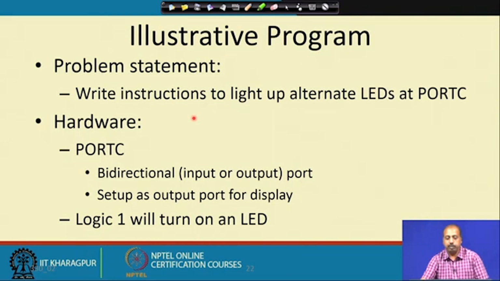We will try to see one very simple program. We will write a few instructions to light up alternate LEDs at port C. In the hardware connection, we will have this port C, which is a bidirectional port; it can be configured as input or output. We have to set it for output mode for display, and logic 1 will turn on an LED. So, that is the structure, and for this we will write the program.